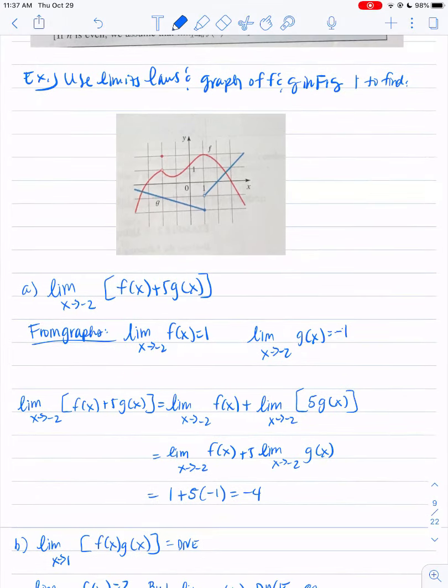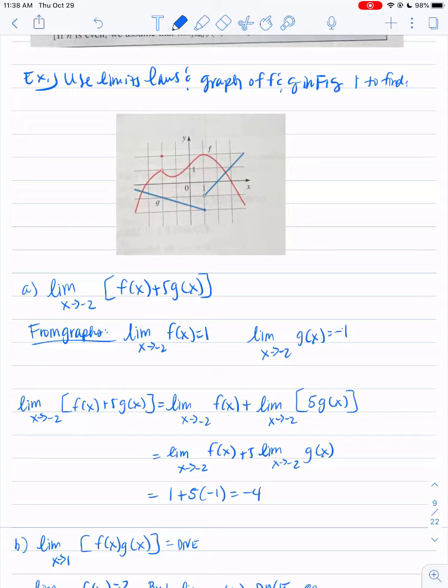Okay, so we're going to use limit laws and the graph of f and g in this figure to find the different limits. We have the limit as x approaches negative 2 of f of x plus 5 times g of x. From the graph, I can see the limit as x approaches negative 2 of f of x is 1.